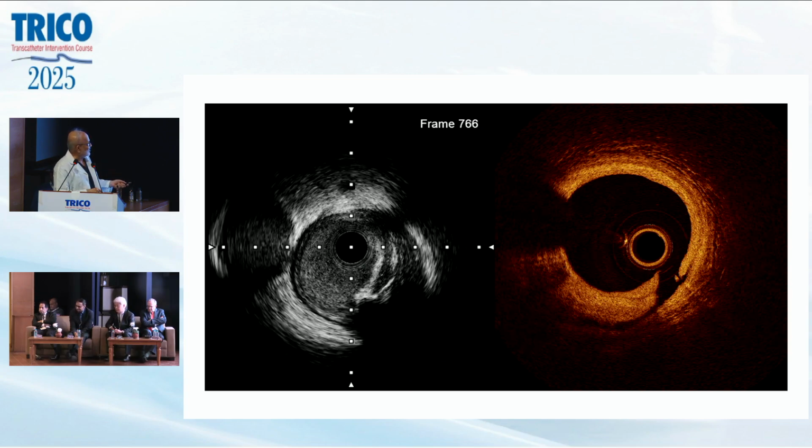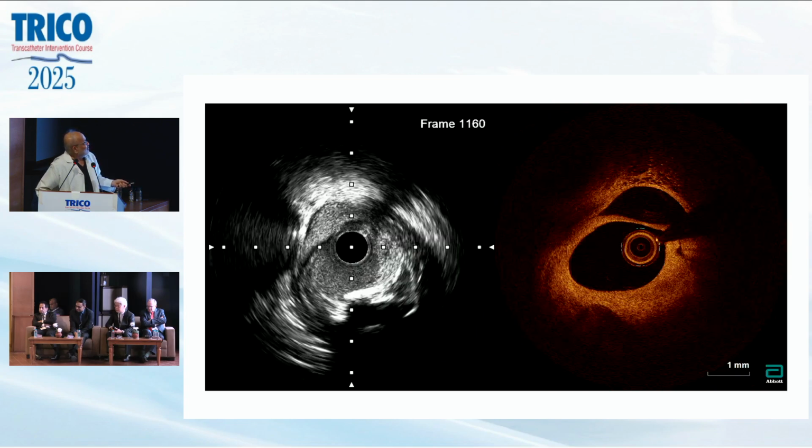And this is how it looks in IVUS, and more than 60 degrees. Will you like to fix these or will you like to keep it conservative? There is a hematoma, and the dissection is almost like intimal, right? So what will you do? Intimal dissections are to be treated conservatively, but with this sort of hematoma, which is clearly seen here, will you like to treat it conservatively or what?